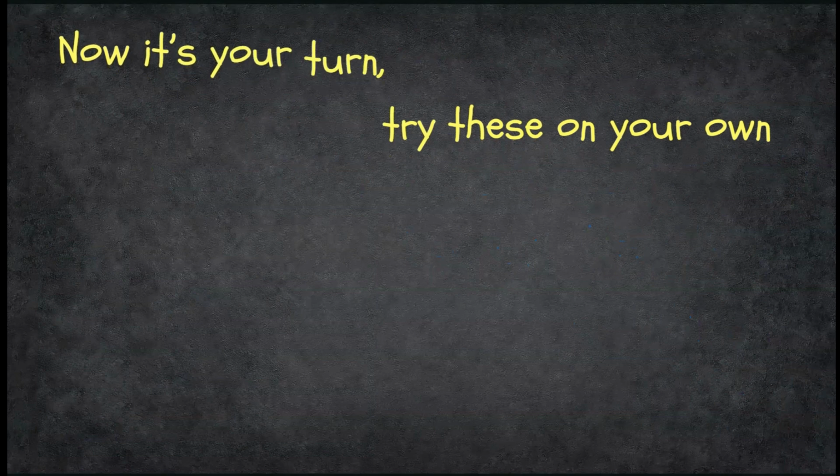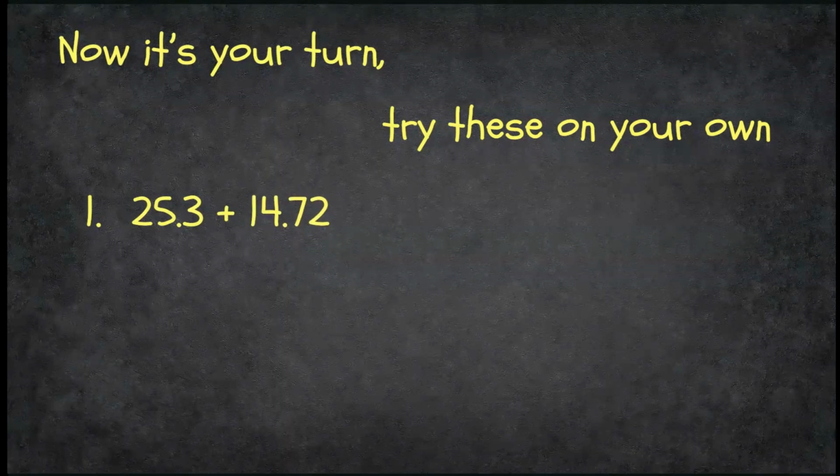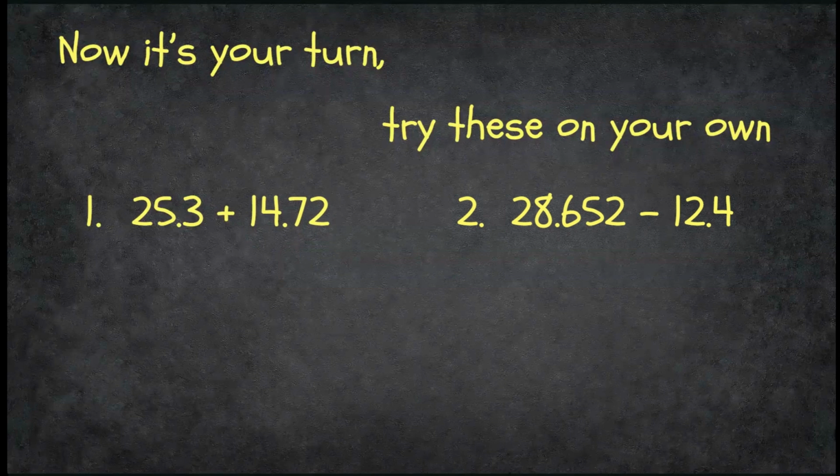All right, so now that you've seen a few and I've walked you through those steps, let's see if you can try these two on your own. 25.3 plus 14.72. And then the second problem, 28 and 652 thousandths minus 12 and 4 tenths. Go ahead and pause this video. See if you can work those out on scratch paper on your own using our strategy. And then unpause the video and I'll walk you through the answers.